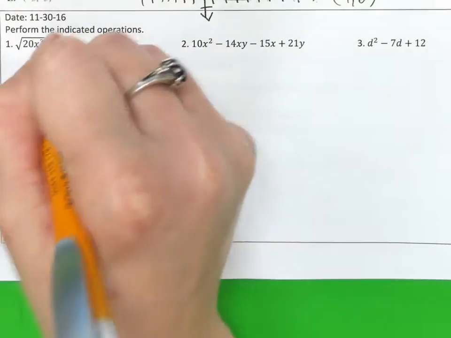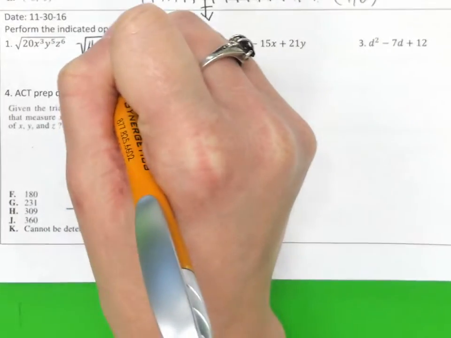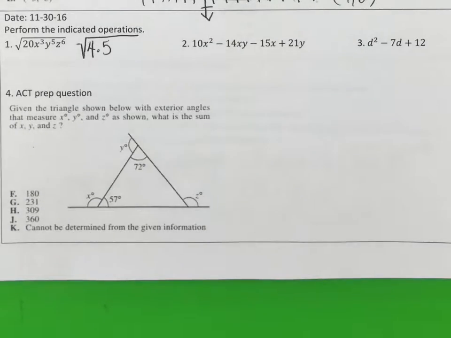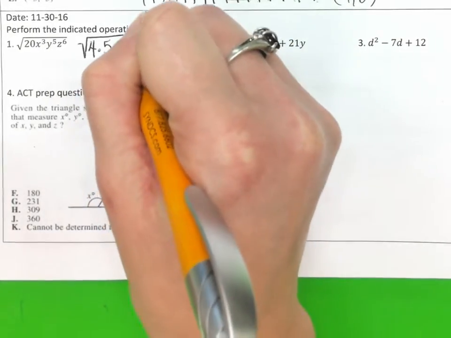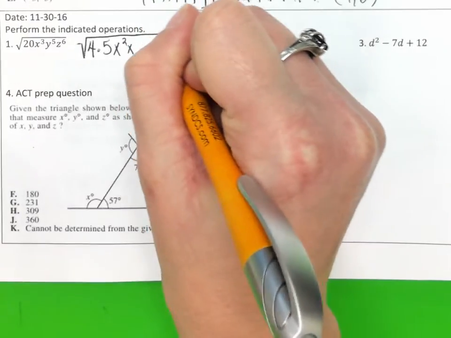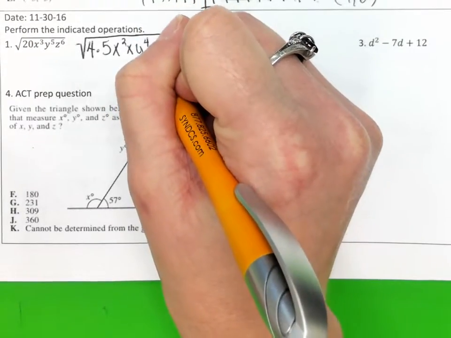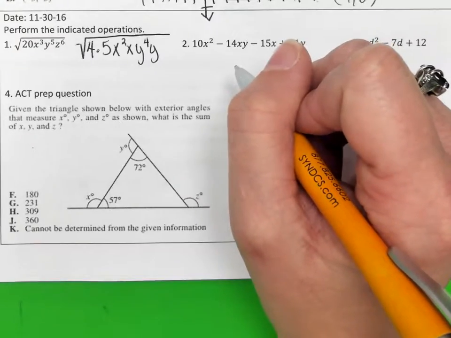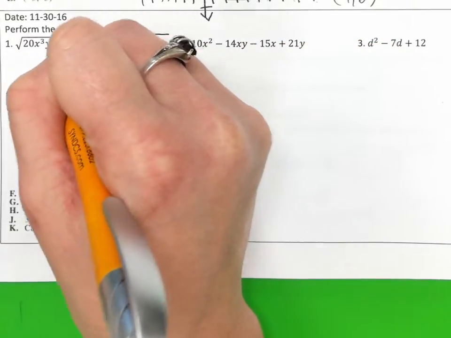Four is the perfect square, not 2. 4 times what is 20? 5. There you go. Alright, you got to make 3 even. So how do I make x to the 3 even? X squared and x. What about y to the 5th? Y to the 4 and y. But z to the 6 is already even, so he gets to come out as what? Z to the 3rd. There you go.